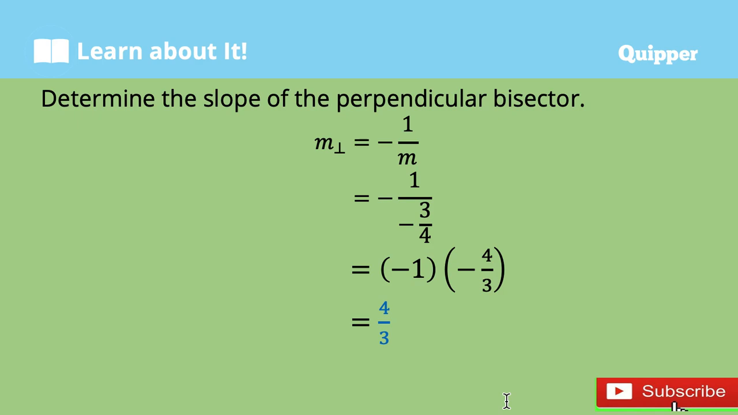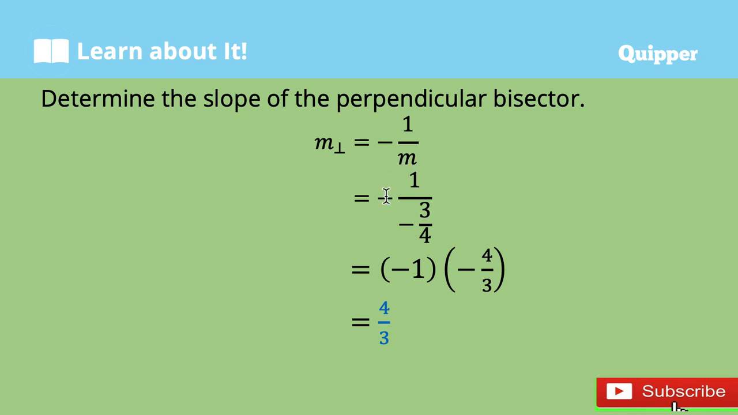After we get the slope of a line segment, we are now going to identify the slope of a perpendicular bisector. Here's the formula for the perpendicular bisector. Then we are going to substitute the value of the slope of a line segment, which is negative 3/4. Then simplify. The numerator is negative 1. Then get the reciprocal of the denominator, which is negative 4/3. Then proceed to multiplication.